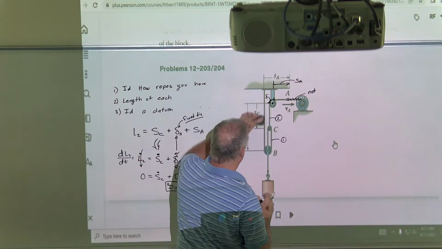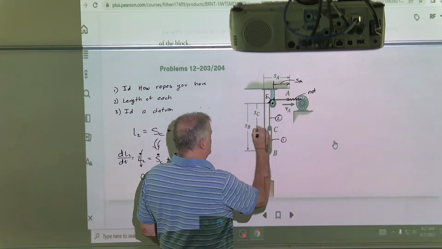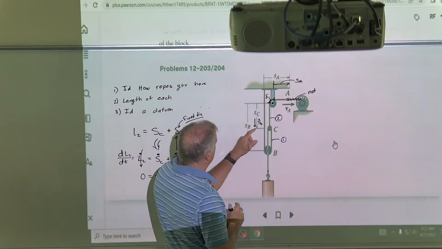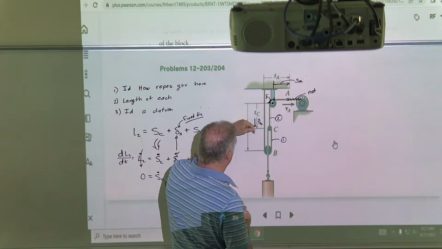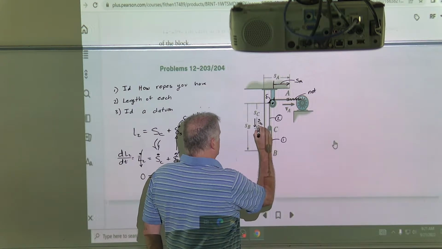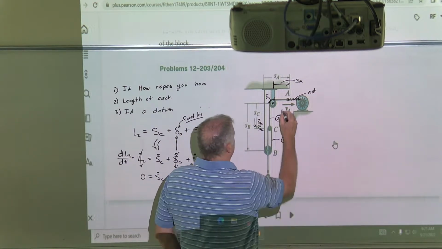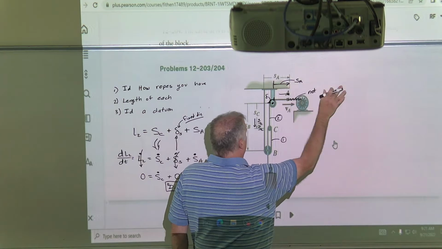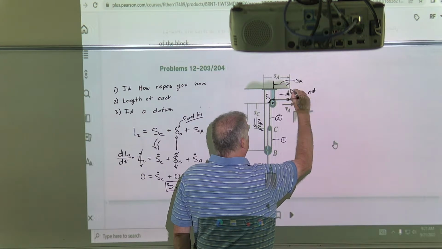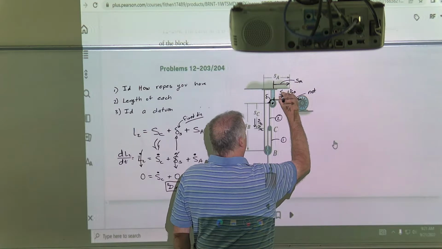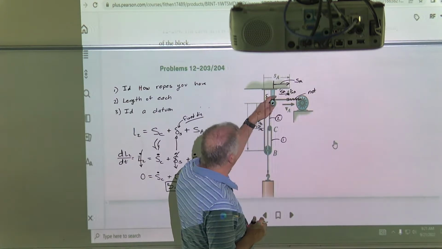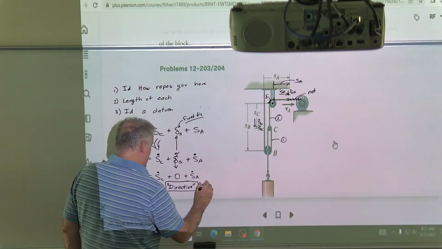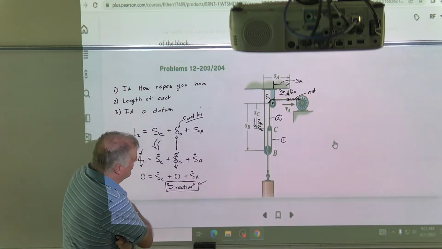Here, let me see if I can move it over here. And I'll say it like this, S dot C. So S dot C is positive down, and as well, S double dot C. And since the position points to the right, then SA dot and SA double dot are positive to the right as well. I'll go ahead and erase those in a minute, but that's important to recognize, and it'll become more important in a second or so.